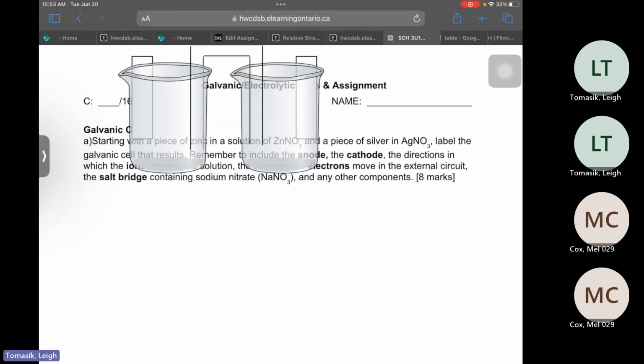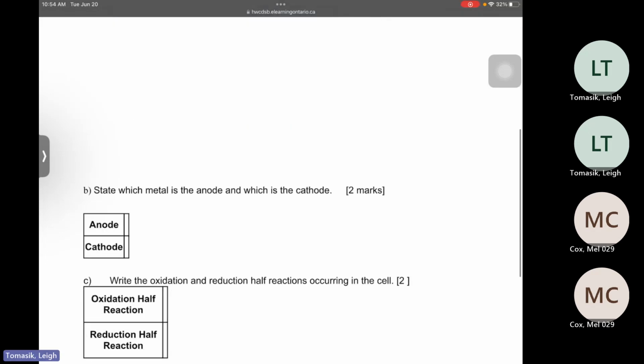I promise you, when this shows up in Word, the picture is beneath it. So it says starting with a piece of zinc in ZnNO3 and a piece of silver in AgNO3, label the galvanic cell that results. Remember to include the anode, the cathode, the directions in which the ions move in the solution, the way the electrons move in the circuit, and then it says the salt bridge containing sodium nitrate and any other components, right? So you're going to fill in or draw by hand this cell.